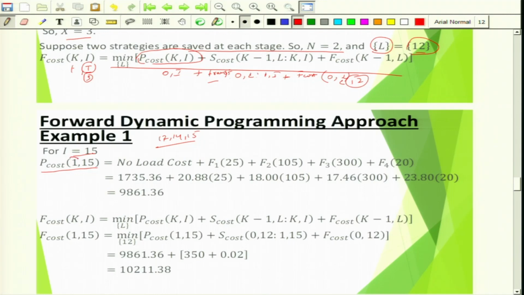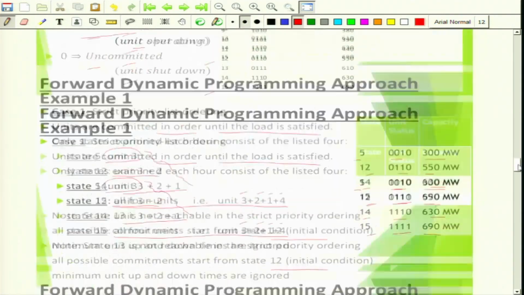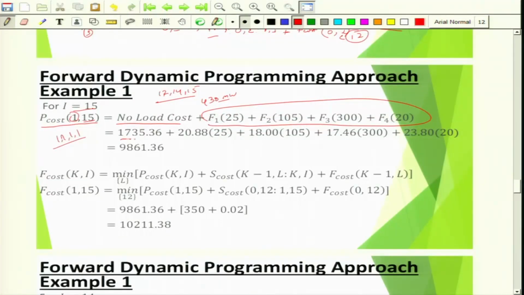Production cost of the first hour for the 15th combination is the no load cost, there is some no load cost also involved, plus the total fuel cost to meet the load demand. Now the load demand is 450 megawatt, because all the 4 units are on. What does combination 15 mean? 1, 1, 1, 1. All 4 are on. That means you need to sum up the total no load fuel cost of all the 4 units. Now go above, there is a no load cost given. You need to sum up all 4 of them, and then you get this number, which is 1735.36.